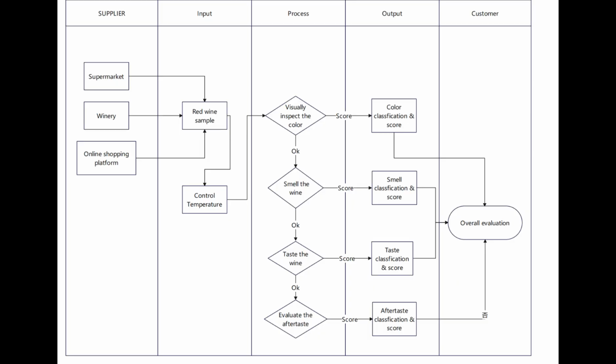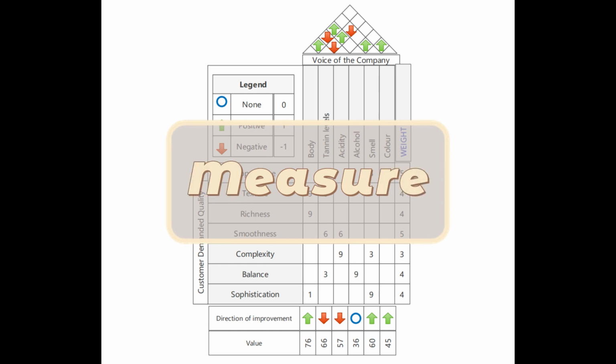This is our process mapping. We bought 10 wine samples from different sales platforms. In the process, factors such as color, smelling and tasting are considered and graded, and an overall evaluation is output for consumers' reference. Let's start with the measure part.